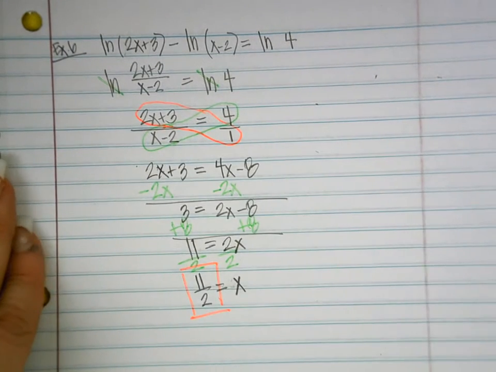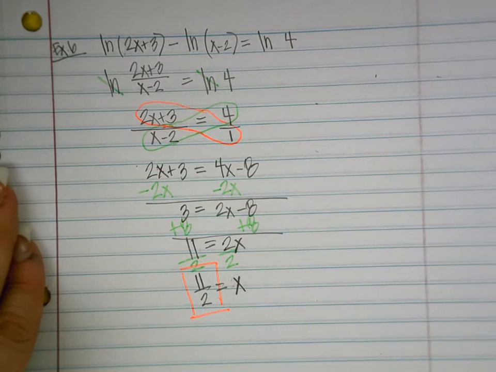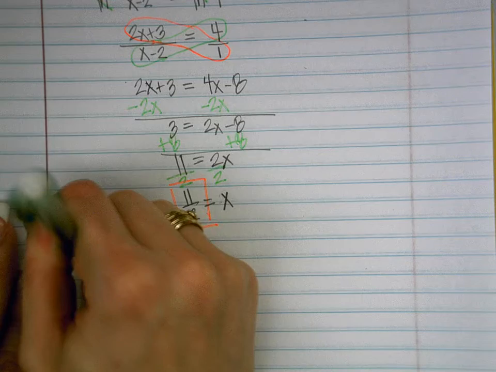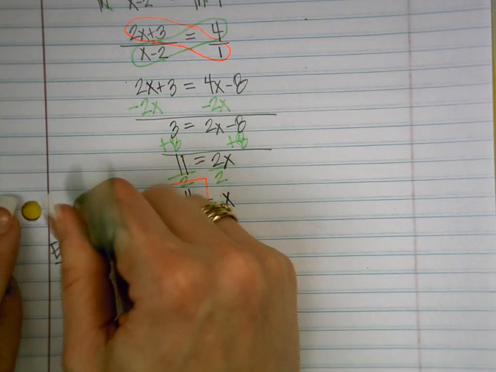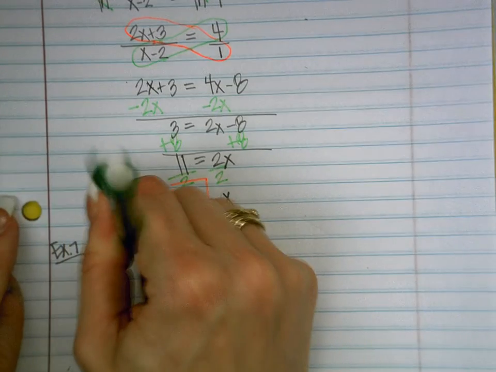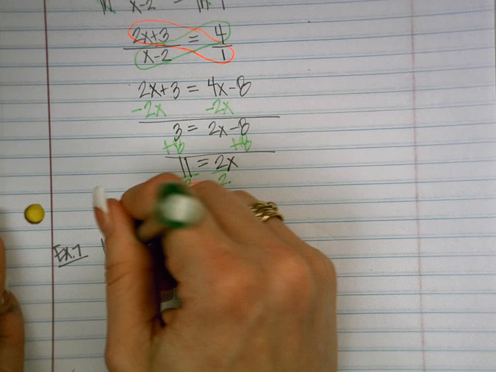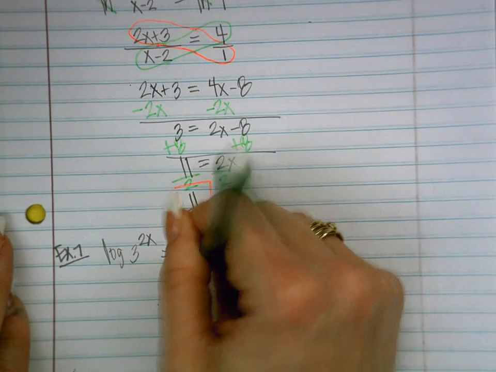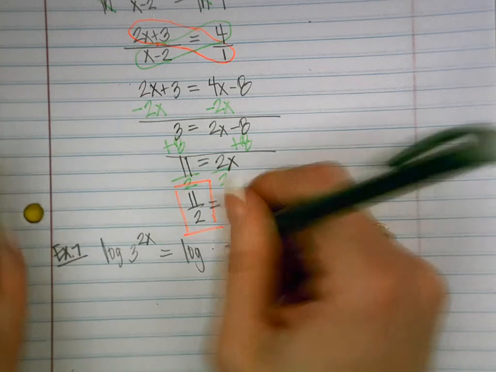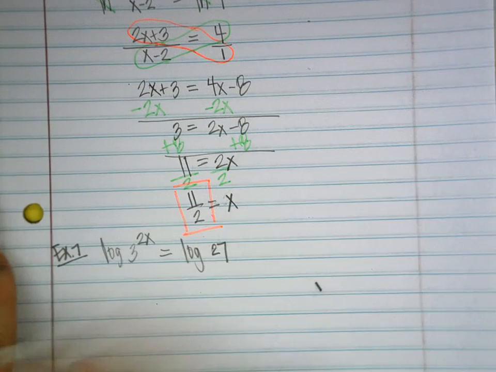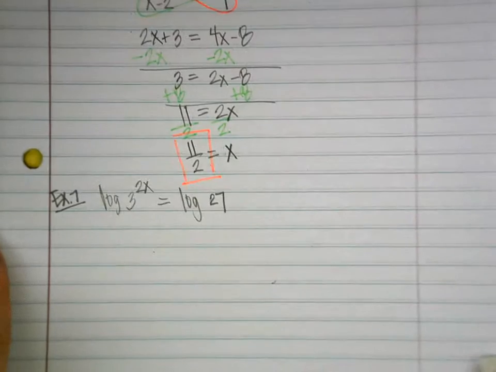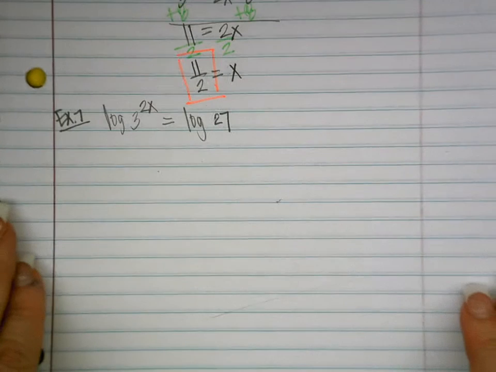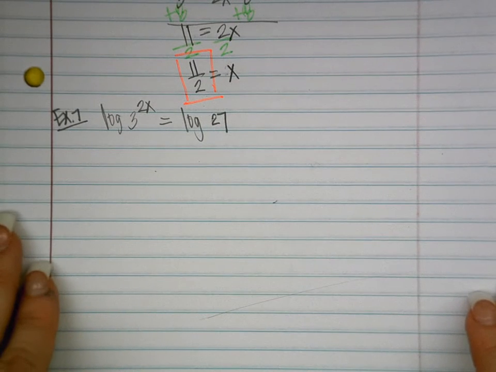Questions on how I did that? Nope. Okay, almost done. Two more. Number 7. Again, I'd like you to solve log 3 to the 2x power equals log 27. Sorry, that's a really ugly 27.